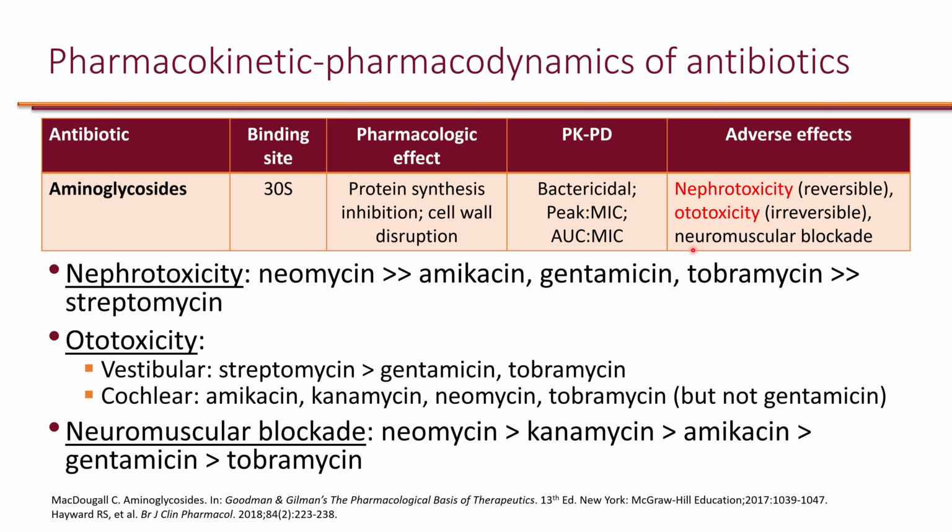And there's also neuromuscular blockade. Now, with nephrotoxicity, which does occur in about 10 to 25% of patients, neomycin is considered the most nephrotoxic, whereas amikacin, gentamicin, and tobramycin are considered to have equivalent nephrotoxicity, with streptomycin having the least amount of nephrotoxicity.